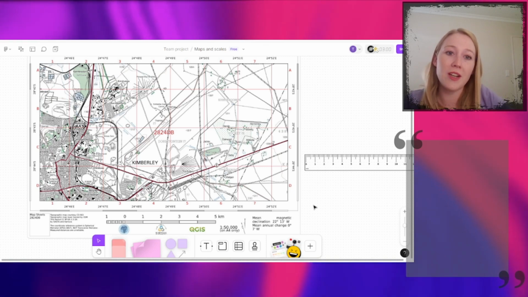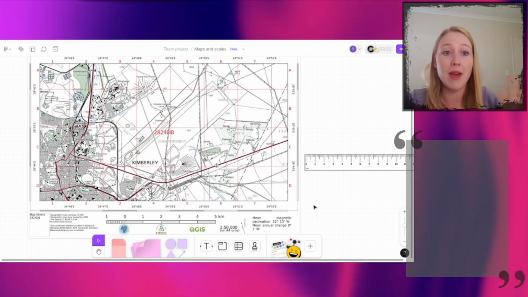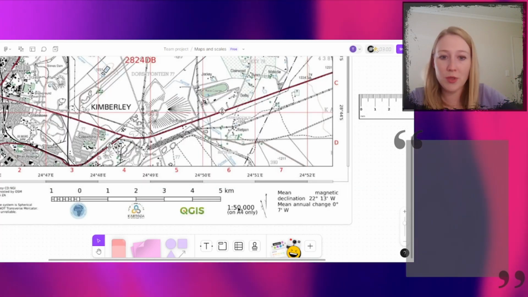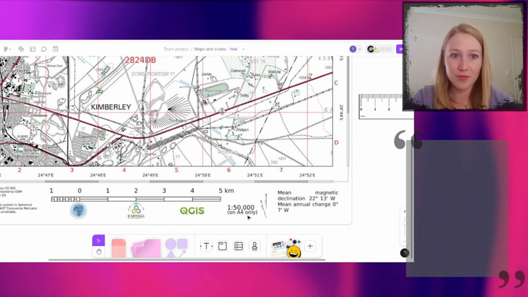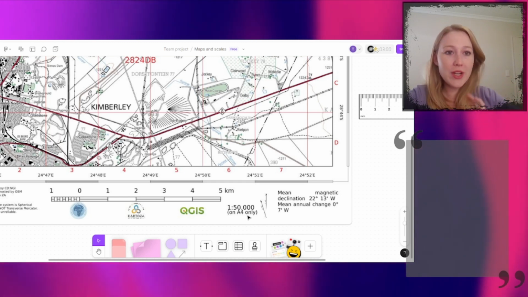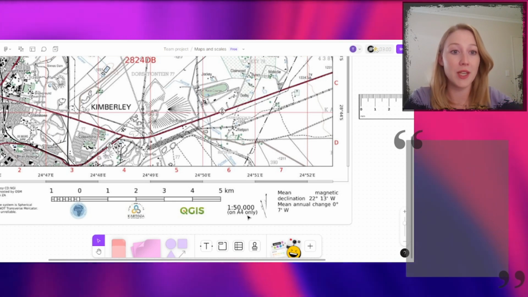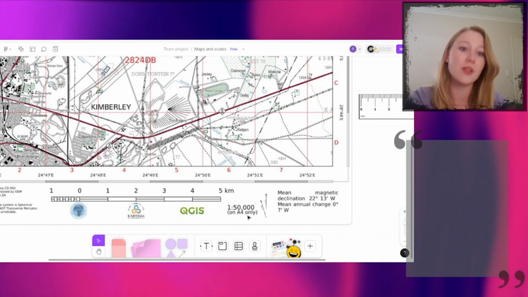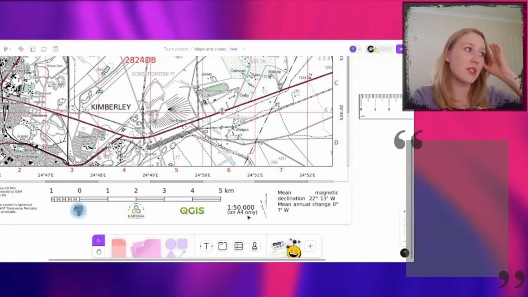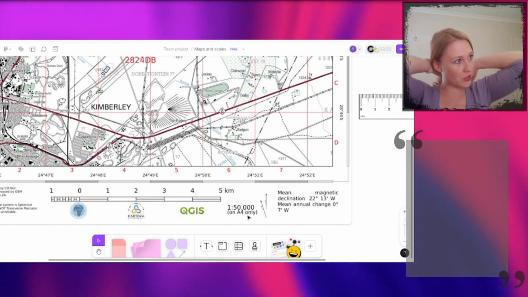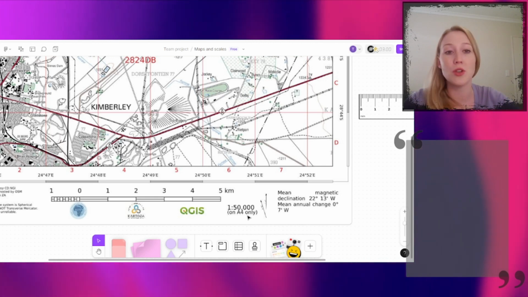What I want to point out is that we have two different types of scales being represented on this map. First, down here, it says 1 to 50,000. That is a very important ratio because all of these topographical maps will always be 1 to 50,000, if they've been printed to scale, if they're a correct map. This is one of the maps that my students need to be most familiar with. This is the map that we start working with as early as possible.